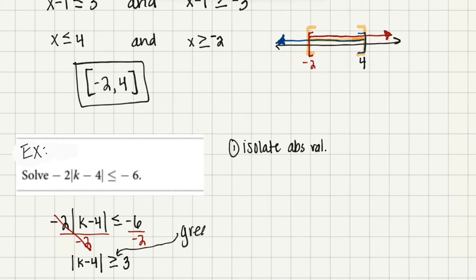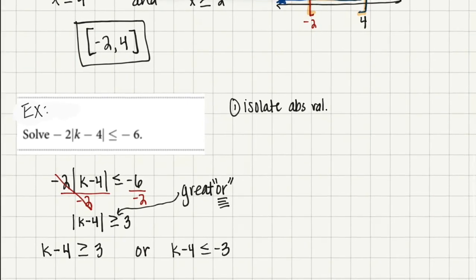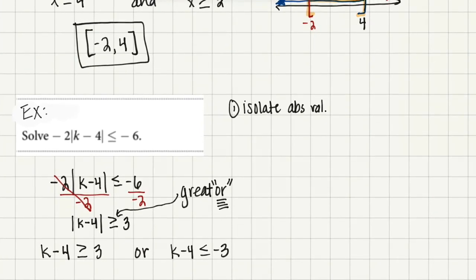Greater than means or. So that's how I remember that. So we create our two inequalities. k minus 4 is greater than or equal to 3, or k minus 4 is less than or equal to negative 3. We flip the inequality symbol and we change our 3 to a negative 3. k is greater than or equal to 7, or k is less than or equal to positive 1.